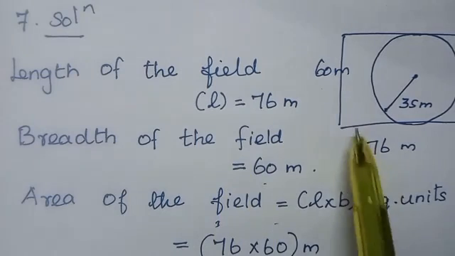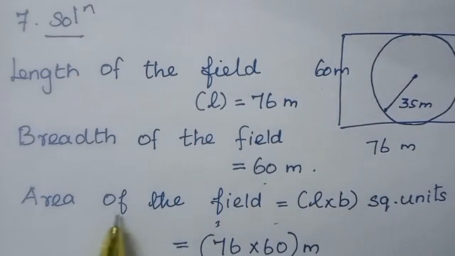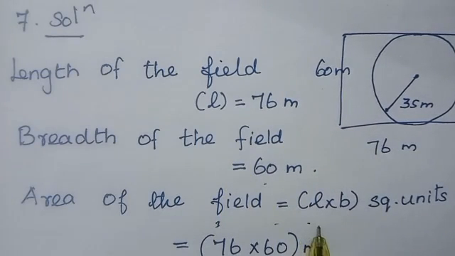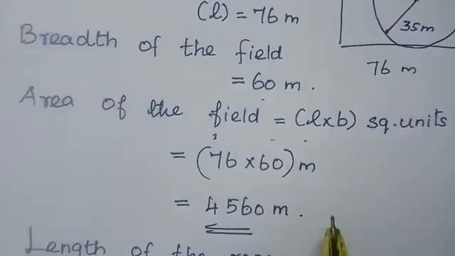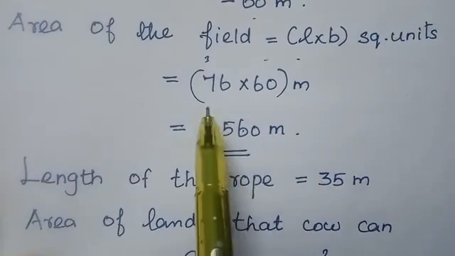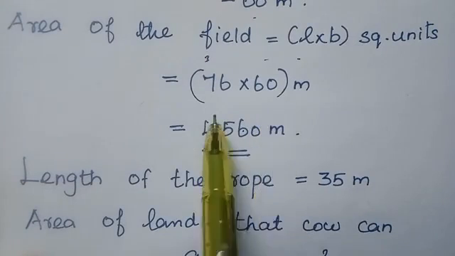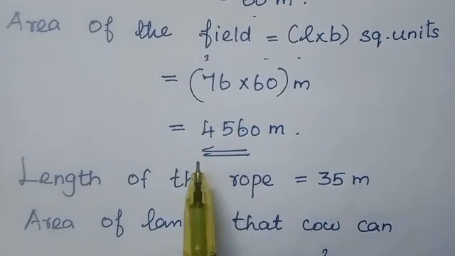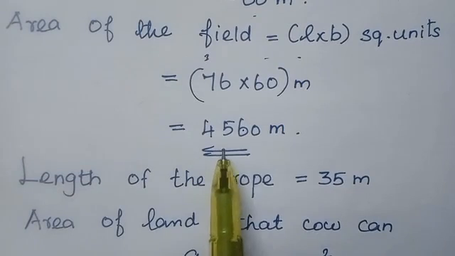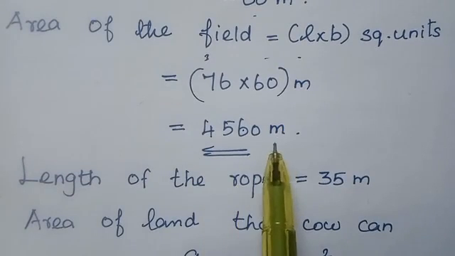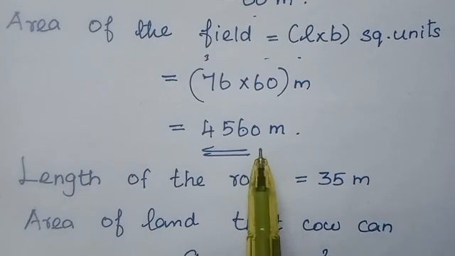Area of the field, that is a rectangular field. The formula for the area of a rectangle is L into B square units. L equal to 76, B equal to 60. When we multiply these two numbers, we get the answer 4560 meter square. This is the area of the rectangular field.